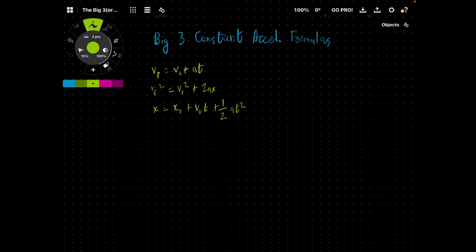If one knew calculus, and if one was in an AP Physics C class, one could actually derive these formulas from the basic definitions of the derivative. But we are not going to do that over here. What we are going to do is I'm going to show you one quick example showing you how these formulas can be used in conjunction.